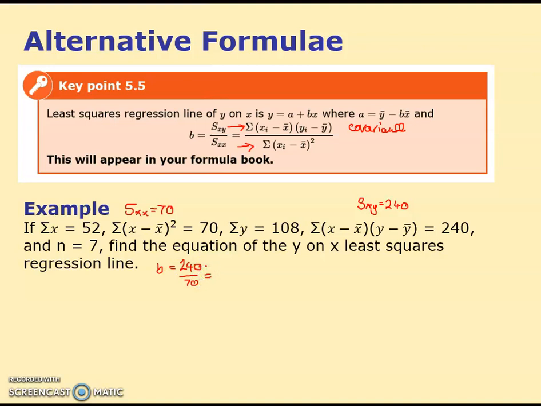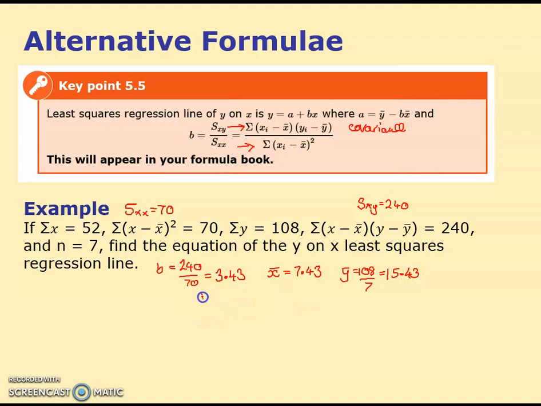I'll just do that on my calculator now. Bear with me, I've got to turn it on. Okay, and I get 3.4 and a bit, 3.43 I'm going to say. Of course, now I just need to find my x bar, which is 52 over 7, which is 7.4 and a bit. And I need my y bar, which is 108 over 7. And what's 108 over 7? 15.43. So this one's 15.43.